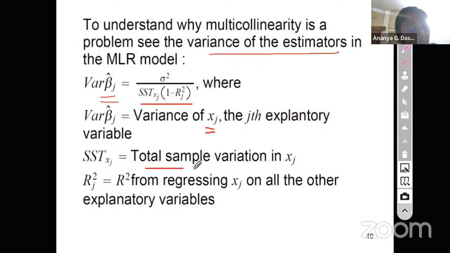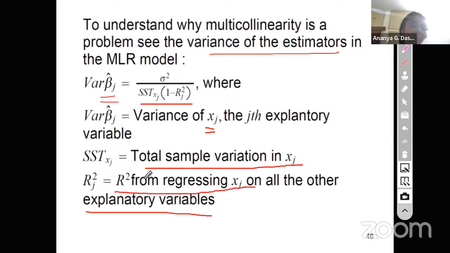SSTxj is the total sample variation in that particular variable, the total sample variation in xj. And what is this R squared j? R squared j is the R squared from regressing xj on all the other explanatory variables. So here you see where multicollinearity is coming in and creating a problem. Suppose there is a very high correlation between xj and all the others.